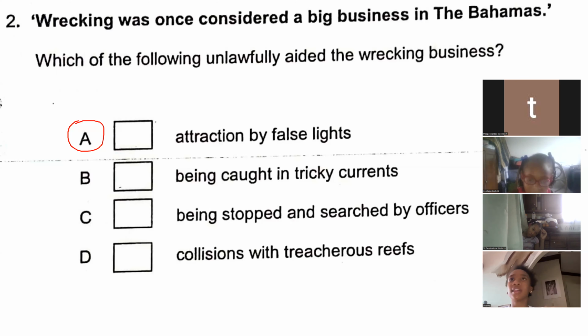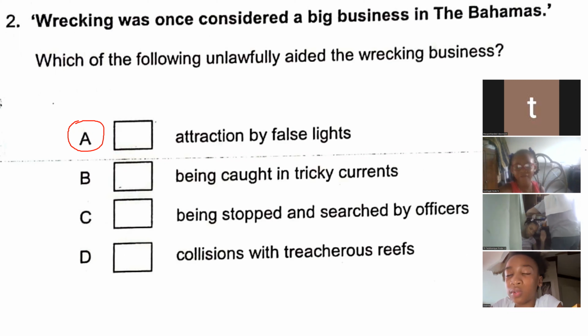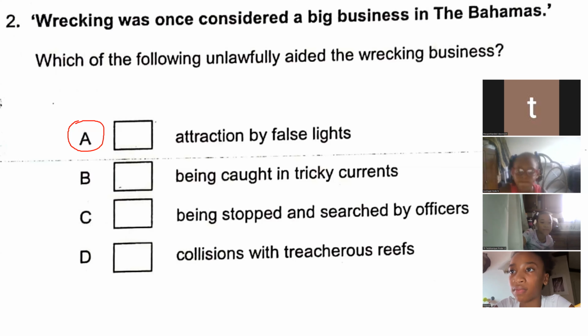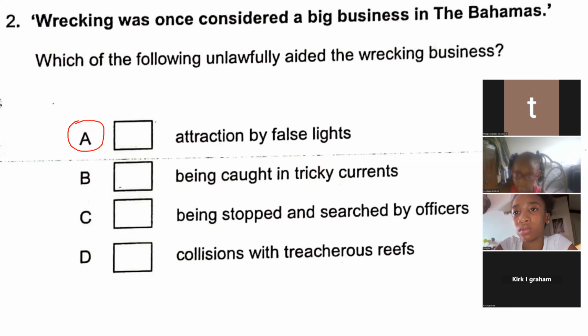Go ahead, Candacia, what you said? Treacherous reefs. So, which of the following unlawfully aided the wrecking business in the Bahamas? Can you write the questions down because I haven't written this down yet. Yes, you can. A. Attraction by false light. Very good. A, attraction by false light.